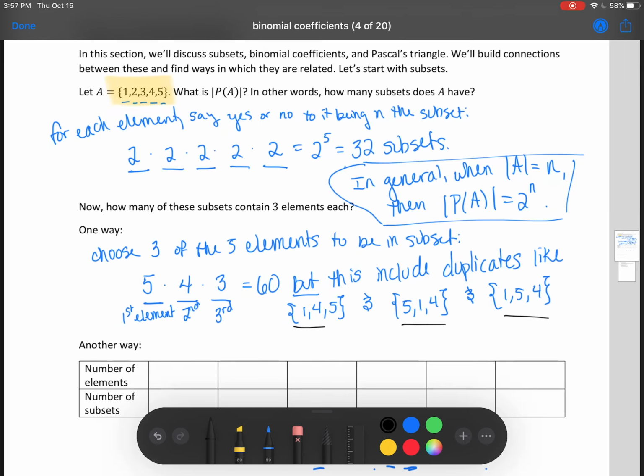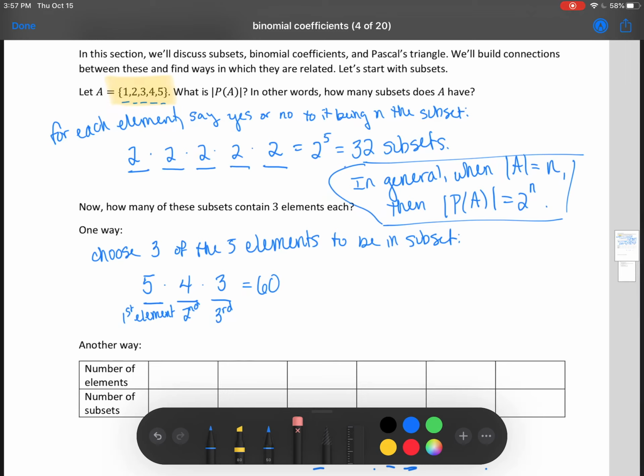So how could we get rid of these ones that we've overcounted? Well, we're going to take this value that we found, this 60. I'm going to erase all this just to give myself more room. Okay, so here we need to divide by the number of ways to arrange 3 elements, because we have 3 elements in the set. That would basically get rid of all that double counting that I just mentioned.